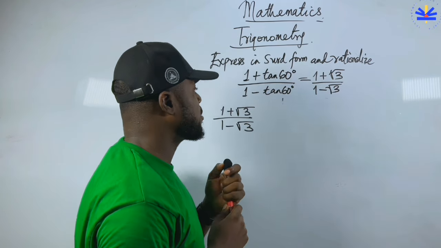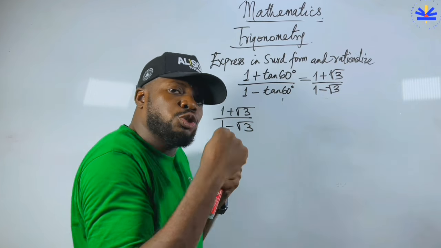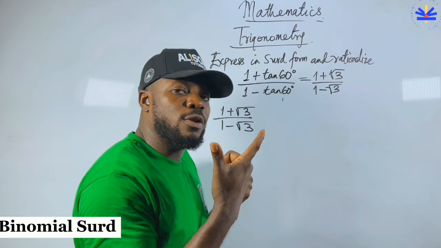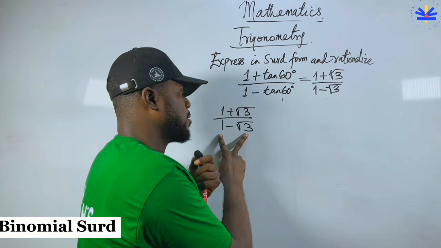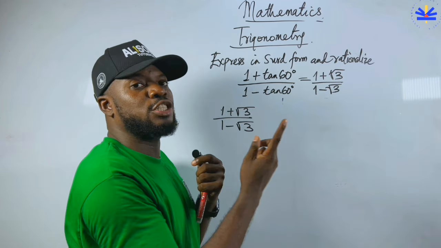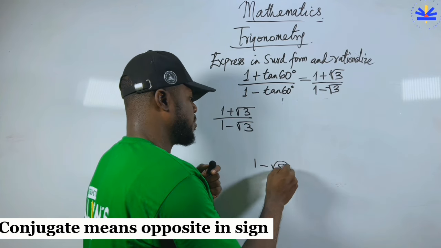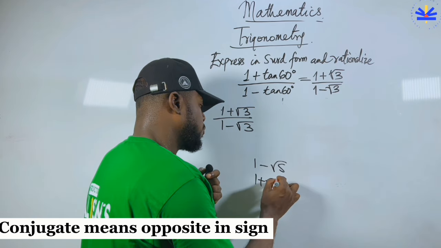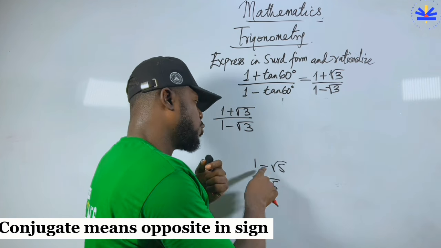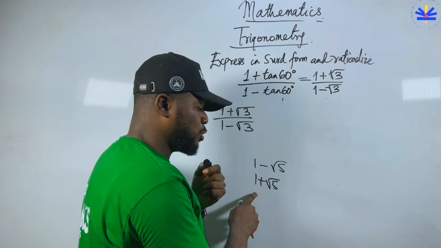As this thing is like this, how do I want to rationalize it? Now we want to rationalize using the conjugate of the binomial surd. Binomial surd, a two-term expression, binomial. Now, how do I rationalize with the conjugate? If I give you 1 minus root 5, what will be the conjugate of 1 minus root 5? It will be 1 plus root 5. Conjugate means opposite in sign. If it is 1 plus root 5, you change it to 1 minus root 5.